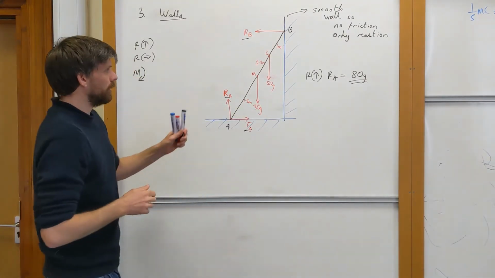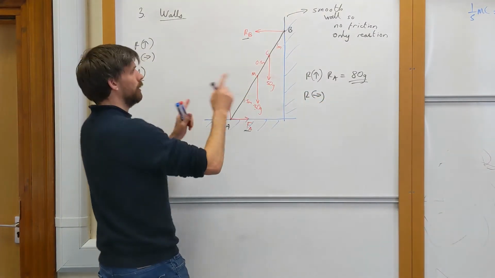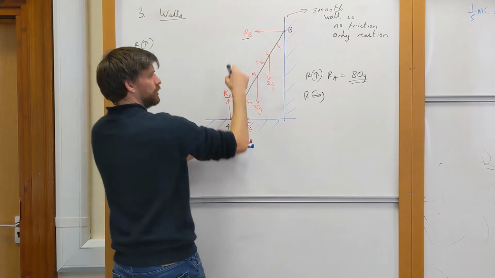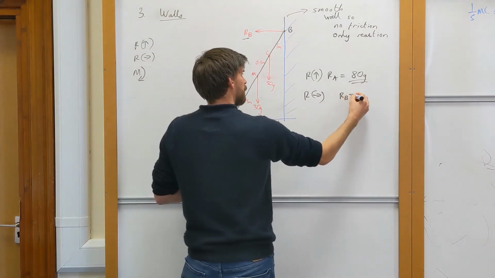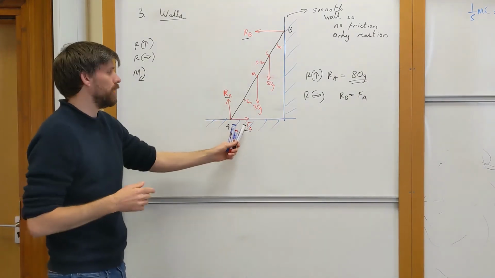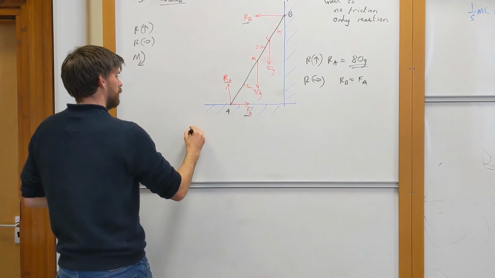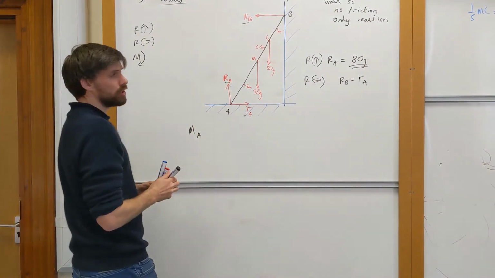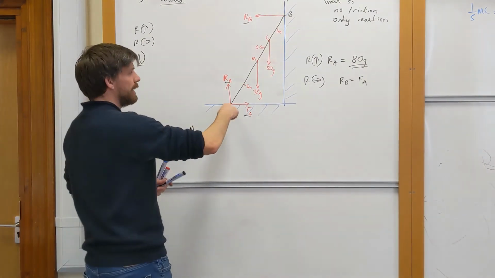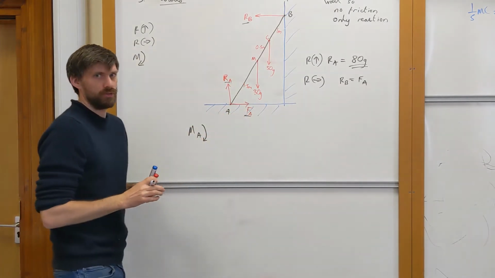Next bit, if we resolve horizontally, what forces are going horizontally? Which are the reaction at B and friction at A. So the reaction at B has got to be equal to the friction at A. Okay, that's useful to know, but doesn't give us any numbers. So therefore my last option is to take moments. Most logical place is down here, A, because it removes those two from the equation. So I'm going to take moments from A.